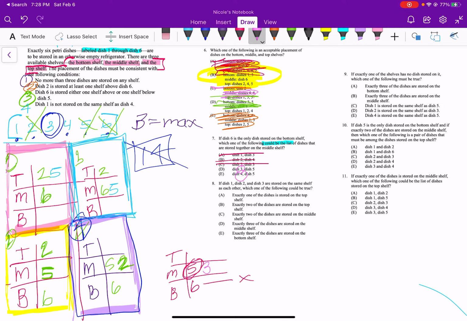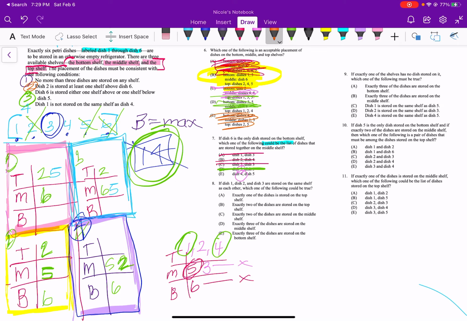Well, that would put all of the rest of them on the top shelf. So that would put 1, 2, 4. Well, those are only ones. But why does this not work? Because we cannot have 1 and 4 together. It violates our 4th rule. So it can't be D.